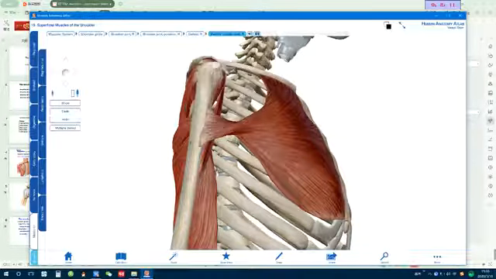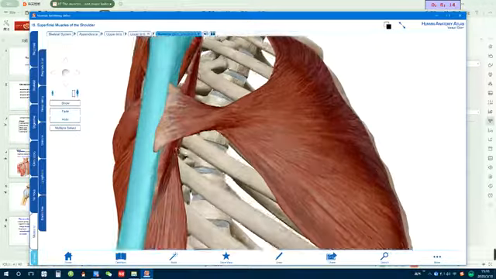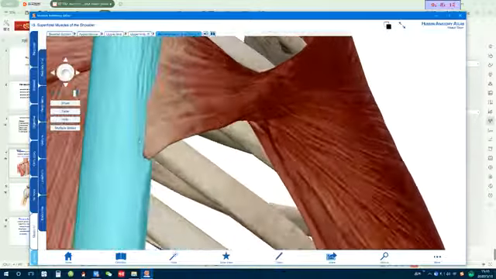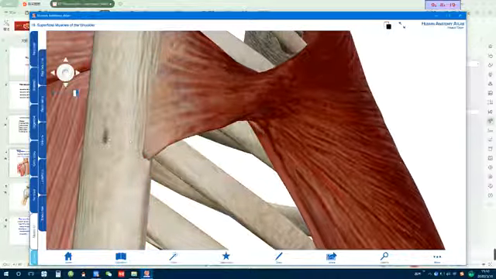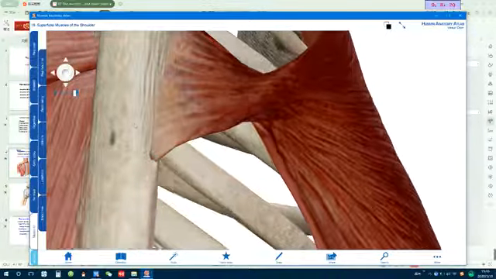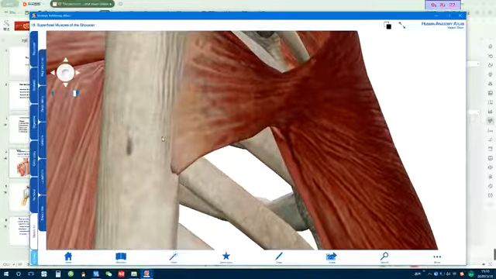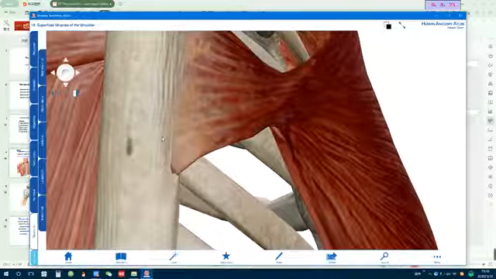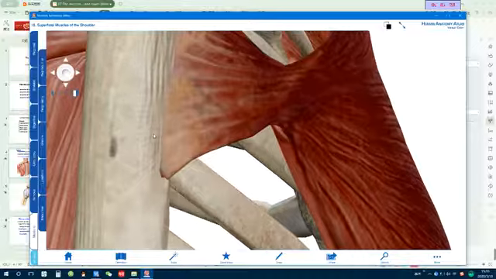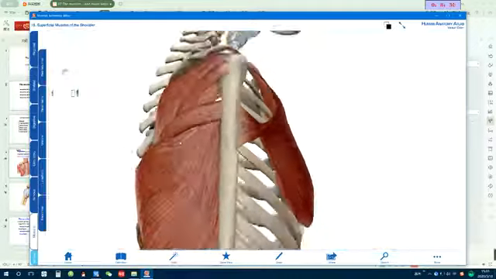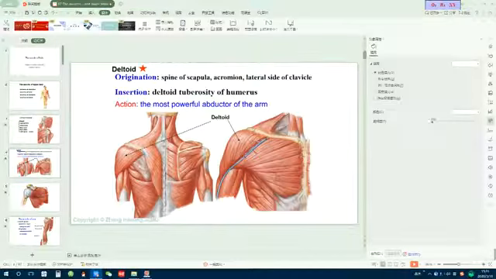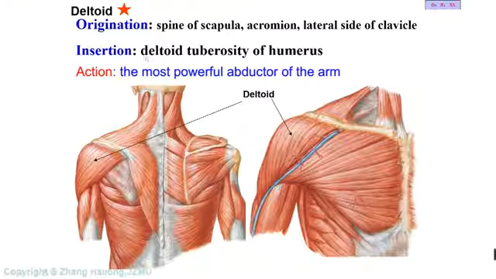Now I hide it. You see here, here is the end of it. There is a small area. It's rough, not smooth. And this rough area is the deltoid tuberosity. Deltoid tuberosity is the insertion of this muscle. Okay, now let's come back. The insertion is the deltoid tuberosity of the humerus. So this muscle goes from the clavicle and spine downward and ends on the lateral side of the humerus.